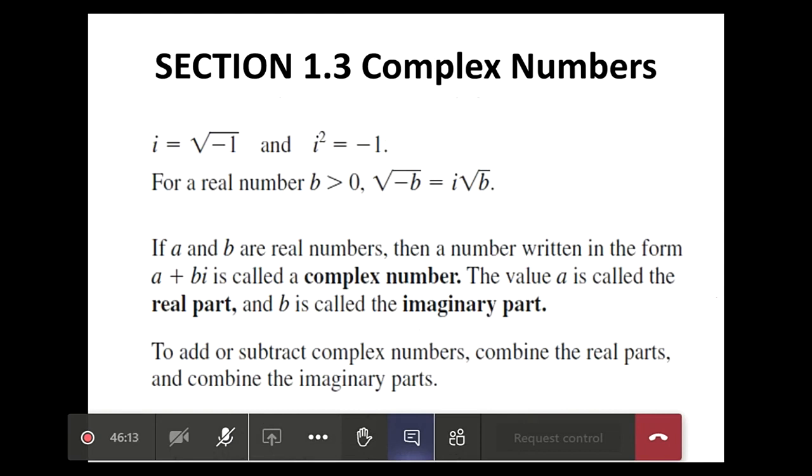Look at the complex number. Here we have two types, real part and imaginary part. So the number in the complex number has two parts, A plus Bi. A is the real part and B is the imaginary part.